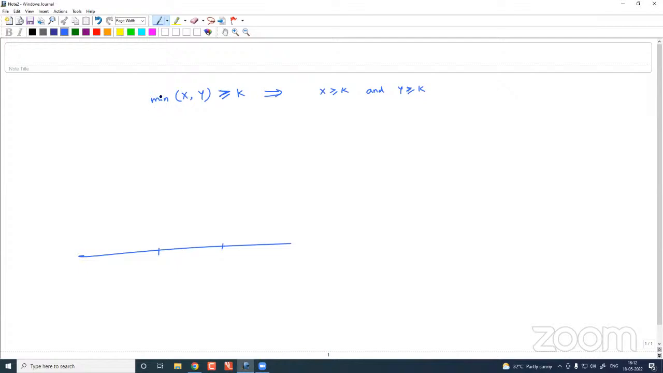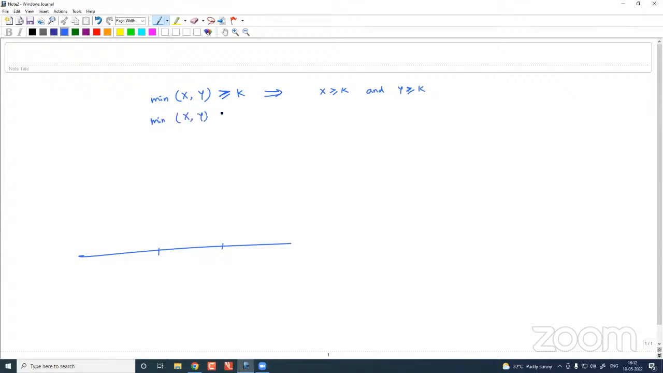Okay, is this correct? What I have written here, minimum of x, y, if it is greater than or equal to k, what does this mean? Just say when x is greater than or equal to k and y must be greater than or equal to k. This is correct? Yes, sir. Everybody understood this? Yes, sir. Right. Now tell me about this.